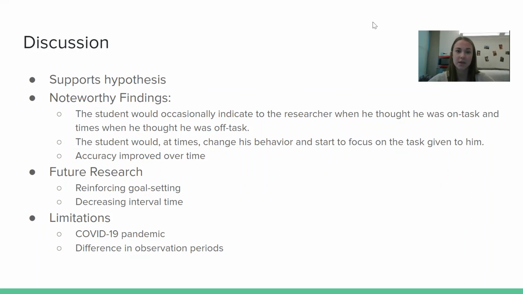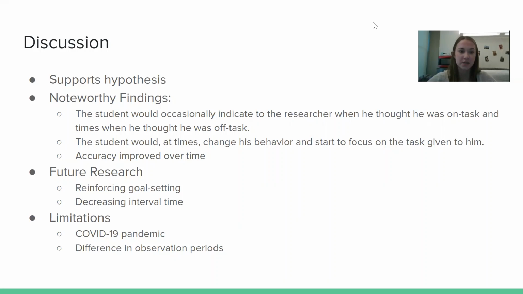At the beginning of the intervention, he would only really circle the smiley faces. But after 3 or 4 times, he realized that when he was actually off task, he would circle the neutral faces. So for future research, if I did this again, I would like to reinforce goal setting. After several times of prompting the students to indicate their goals, they never actually did. In addition, I'd like to decrease the interval time. 5 minutes gave the students enough time to get work done and to record off-task behavior. However, there were several times when he had off-task behaviors in between those 5-minute intervals, and so it'd be interesting to see a decrease in interval time, like a 3-minute interval.